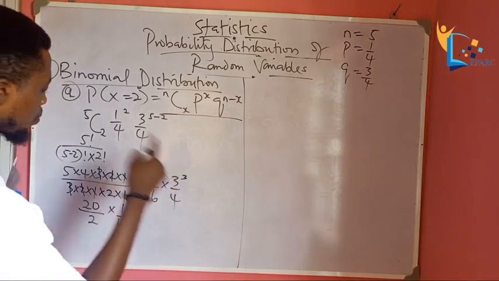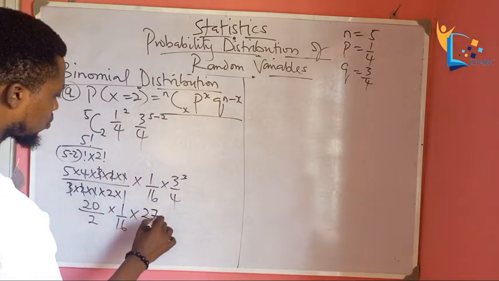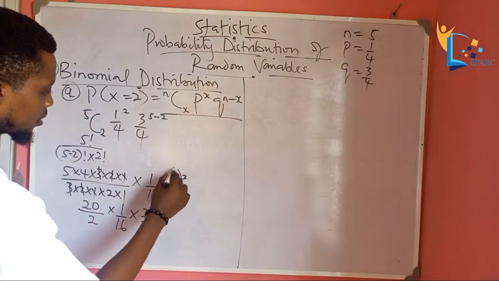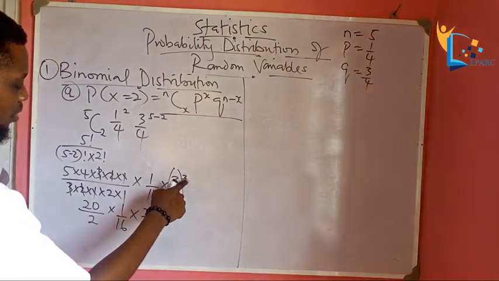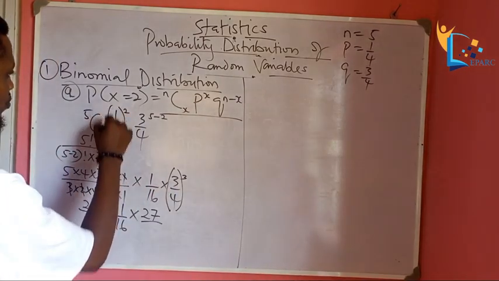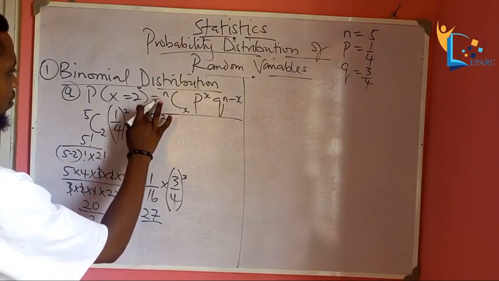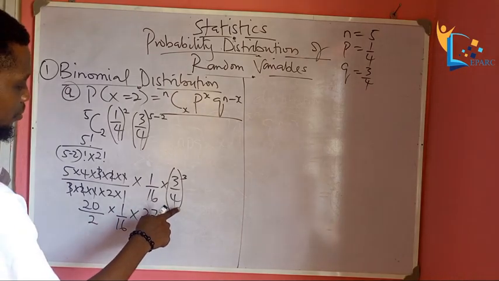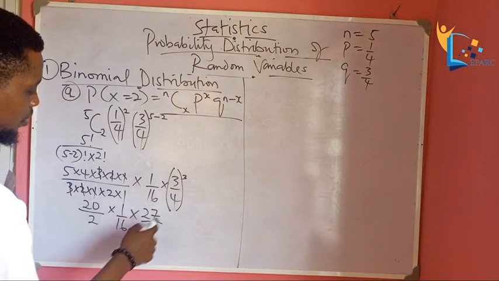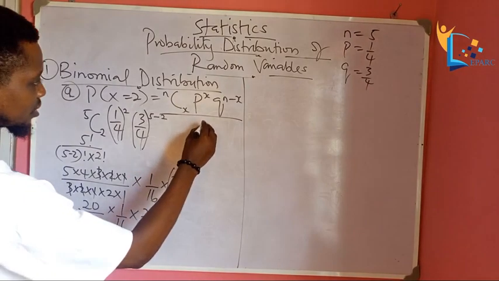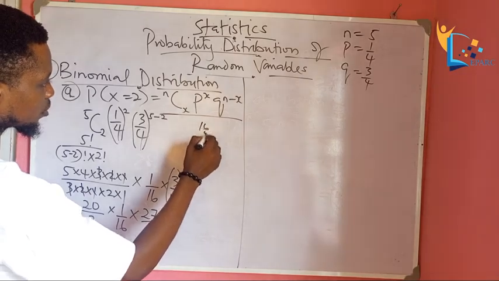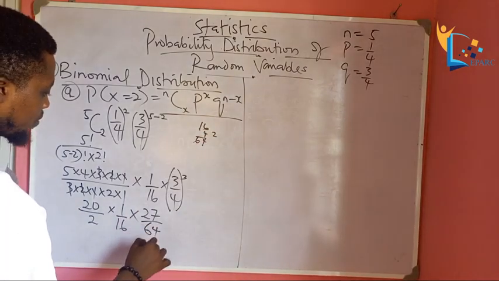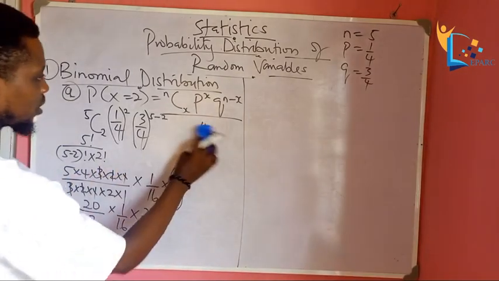Times 3 raised to the power 3 will give us 27 all over 4 raised to the power of 3. Don't forget this is in brackets. 4 raised to the power of 3 will give us 4 times 4, 16. 16 times 4: 4 times 6, 24; 4 times 1, 4, 5, 6, 64. Okay? 64. All right, let's continue.